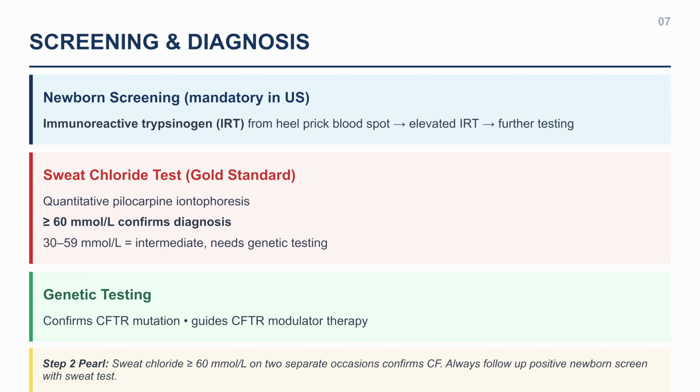Genetic testing confirms the specific CFTR mutation and, importantly, guides which CFTR modulator therapy the patient is eligible for. Step 2 Pearl. 2 positive sweat chloride tests on separate occasions confirm the diagnosis. Always follow a positive newborn screen with a sweat test.